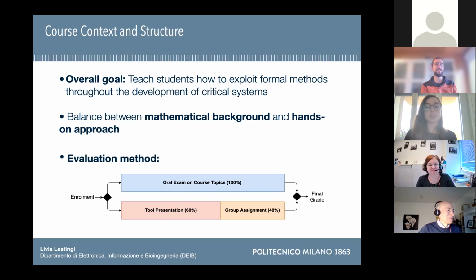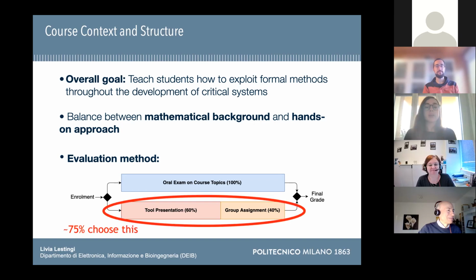This is also reflected in the actual evaluation method of the course, as students can choose to either give an oral exam on all course topics or get 60% of the grade from a tool presentation of their choosing, and 40% from a group assignment activity, which is the activity that I'm in charge of, and also the main topic of the presentation. Unsurprisingly, the vast majority, about 75%, choose the second alternative.